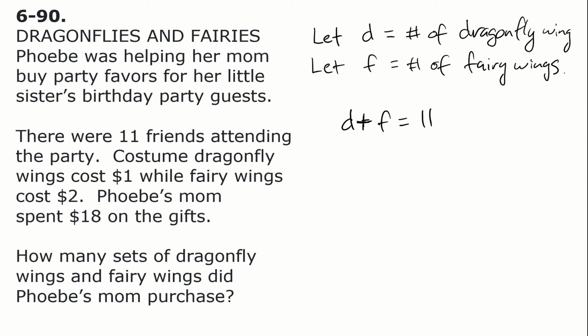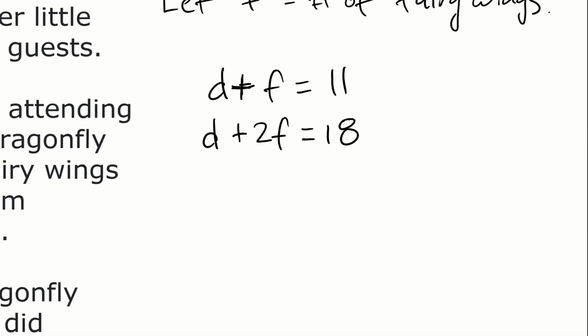The other equation we have is the cost equation. Dragonfly wings cost $1, so I can say 1D plus, it's $2 for the fairy wings, so 2F, and mom spent $18. This is one of those situations where we have a system that's really well suited for elimination. The only problem is that I need my variable, in this case D, to be opposites, and they're not.